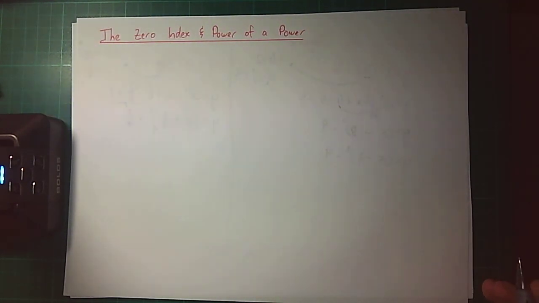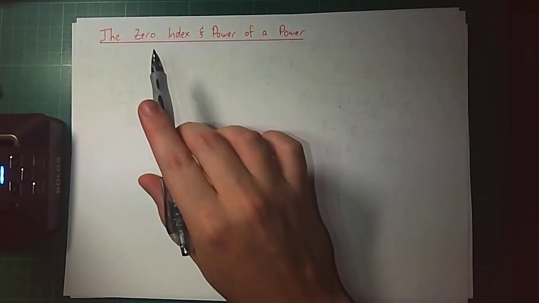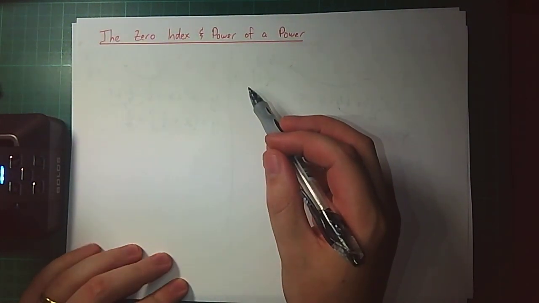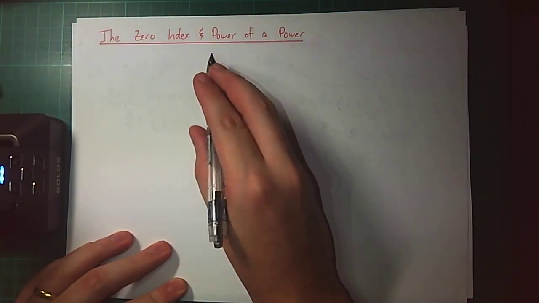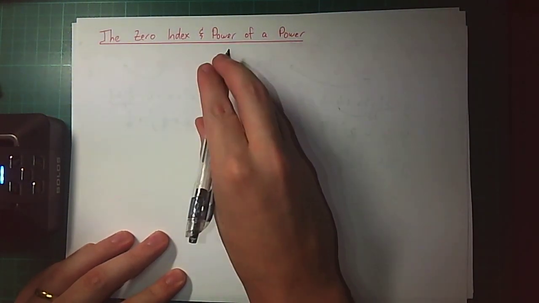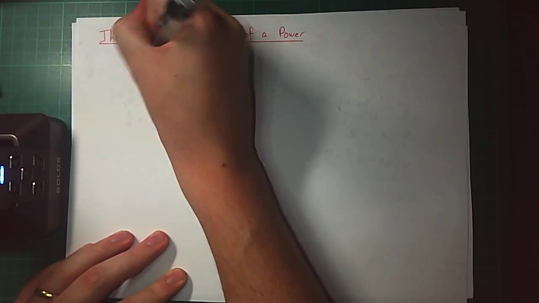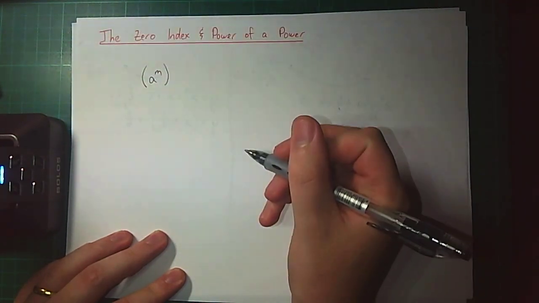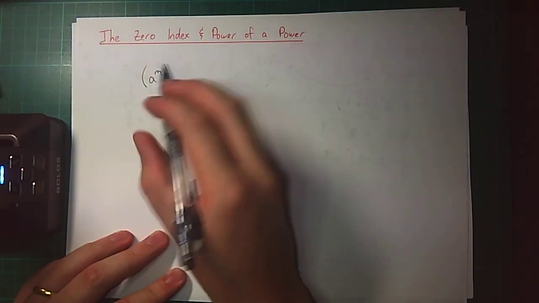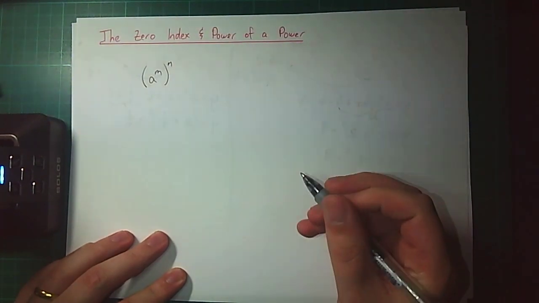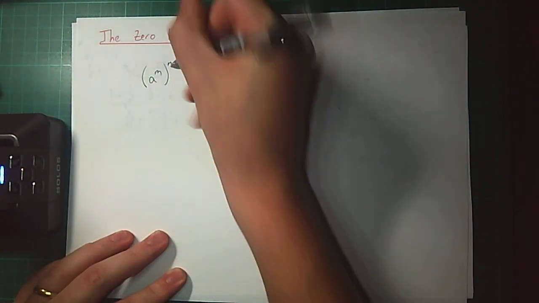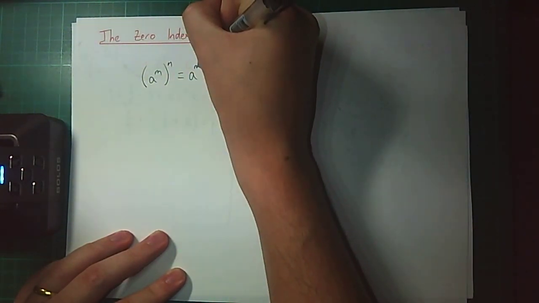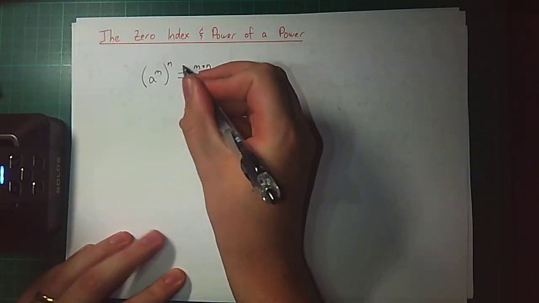Okay, so we're going to look at two things. We're going to look at the zero index and the power of a power. Now, this is all to do with indices, of course, but we'll start off with the power of a power. The law for a power of a power is, given that you have a number and it has a power or index, and that whole thing has a power as well, we can rewrite this as a to the power of m times n. So you multiply the powers.